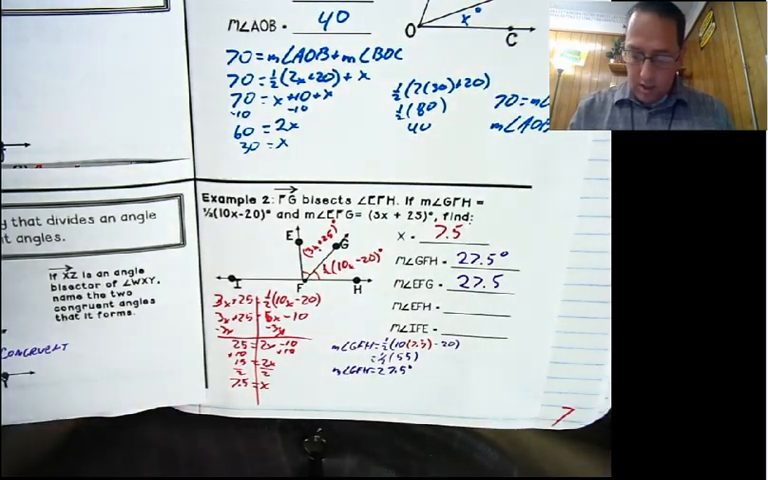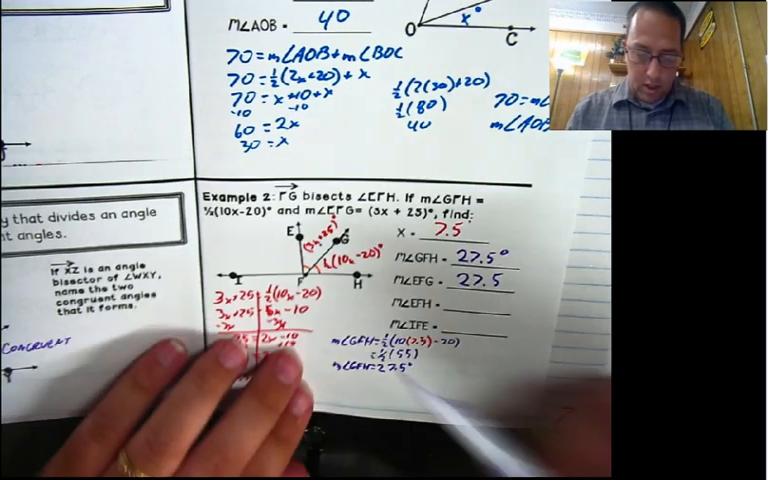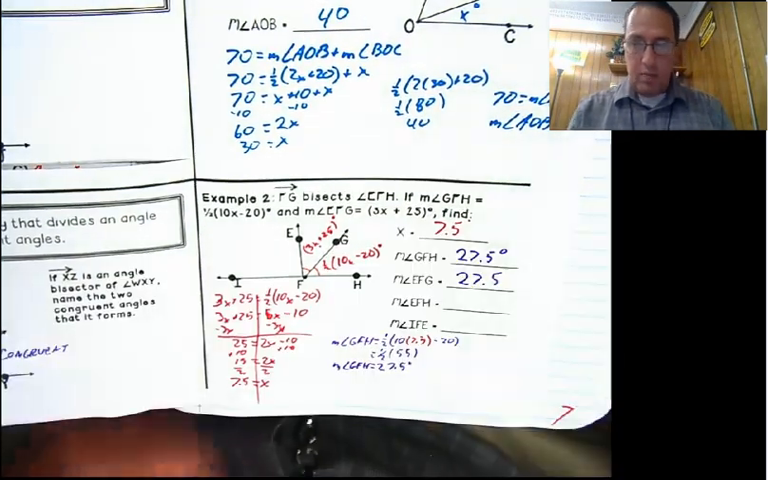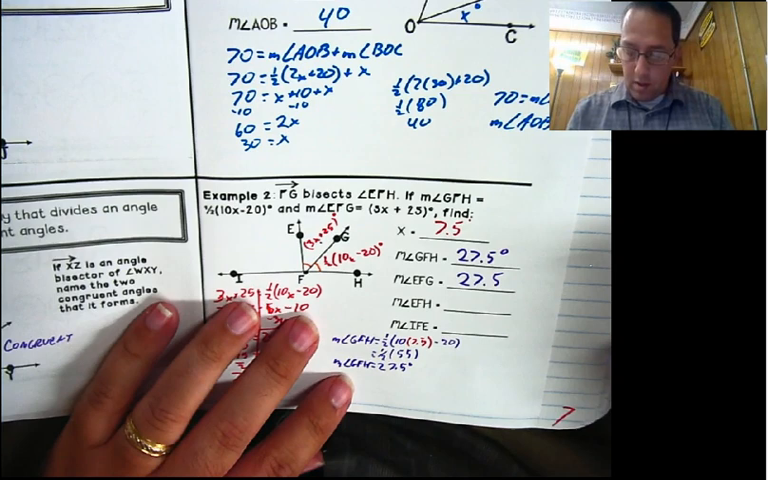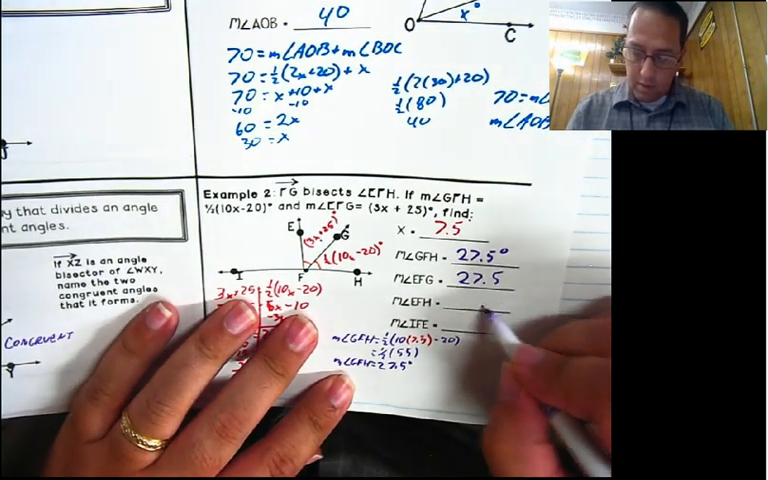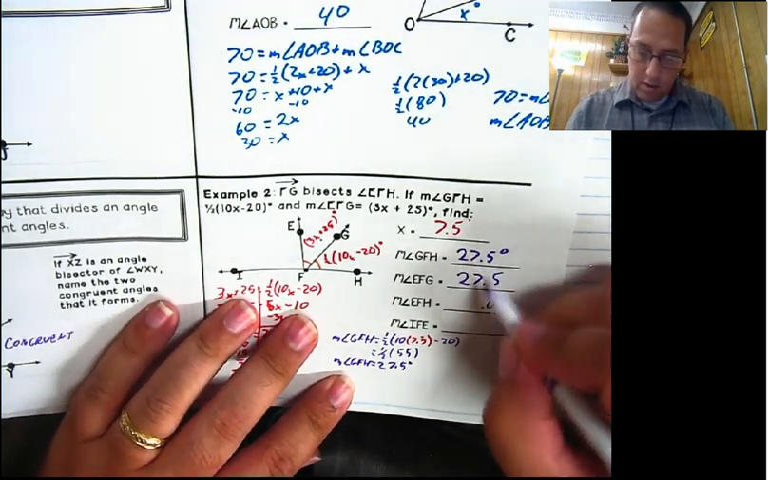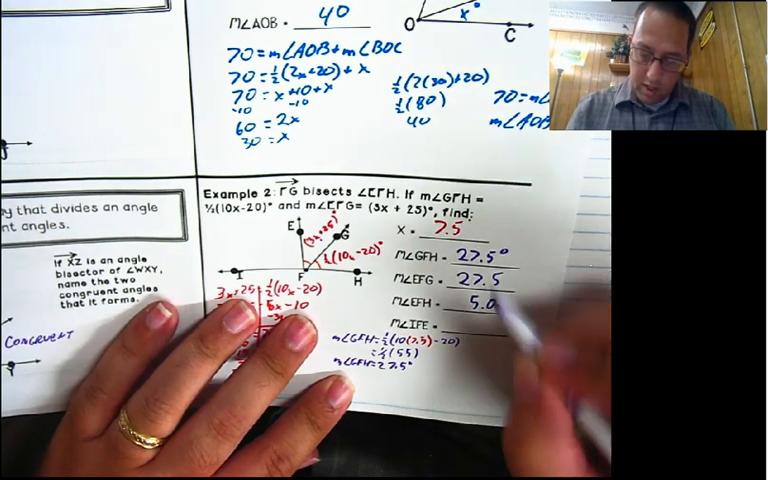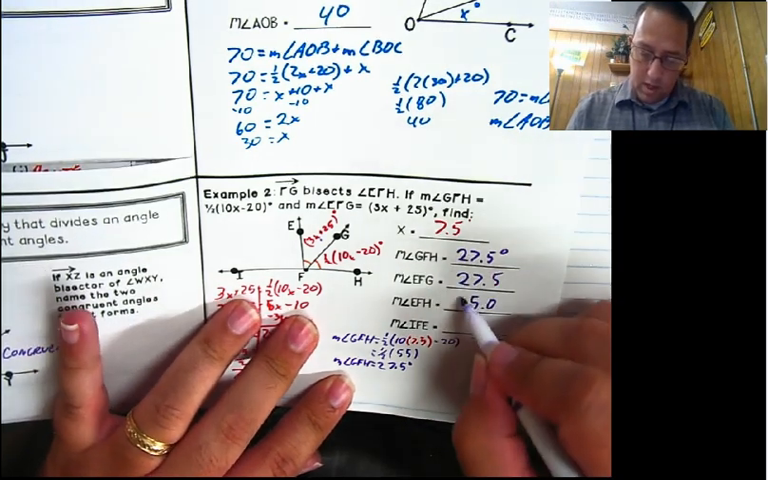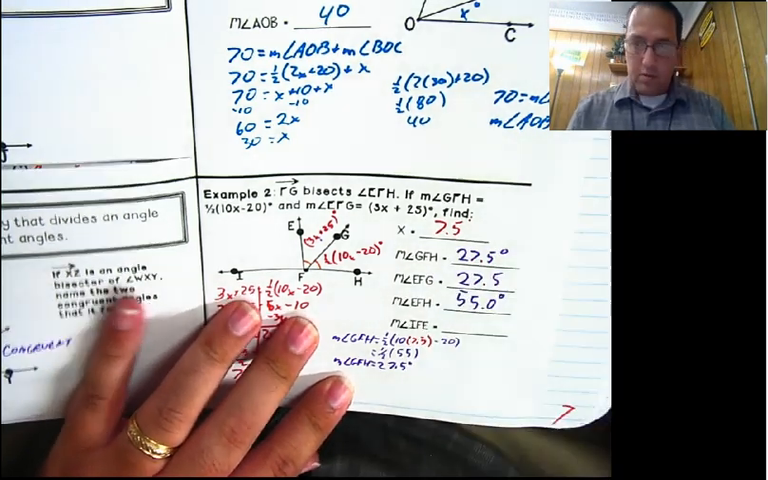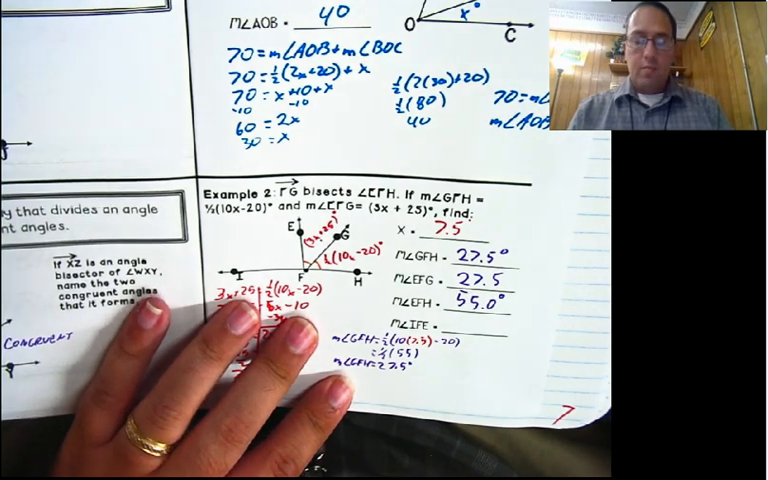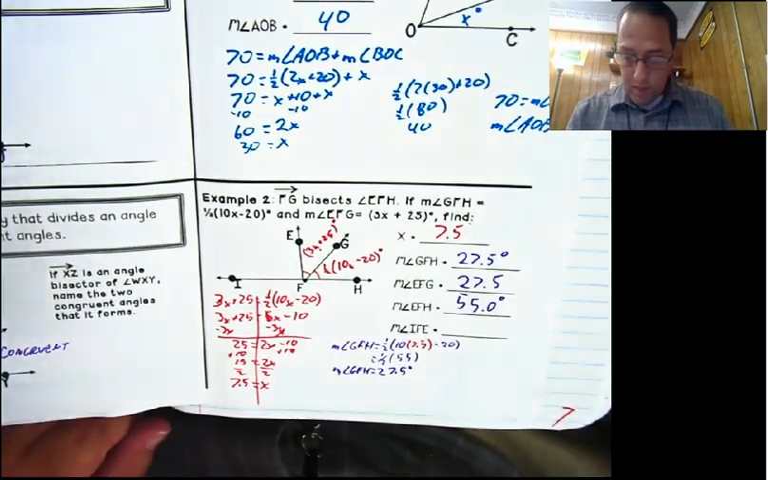All right, next thing, EFH. That's the two of them added together. When we add them together, let's see here, 5 plus 5 is 10, so that'll be 0, carry the 1. 7 plus 7 is 14, plus 1 is 15, and so 55.0 degrees. Because they're the same. There they are.